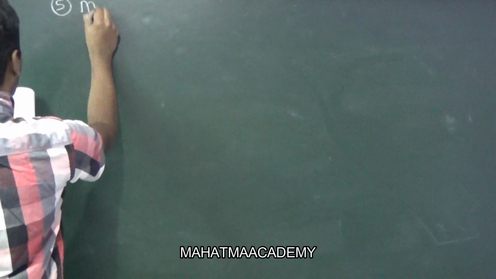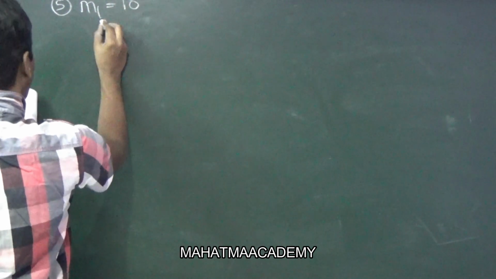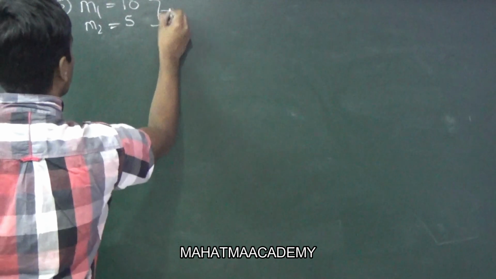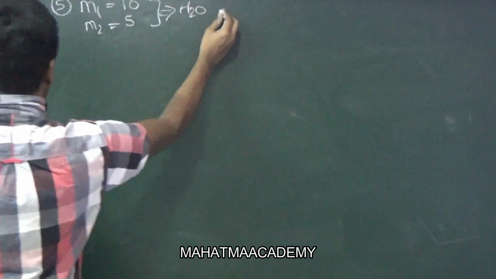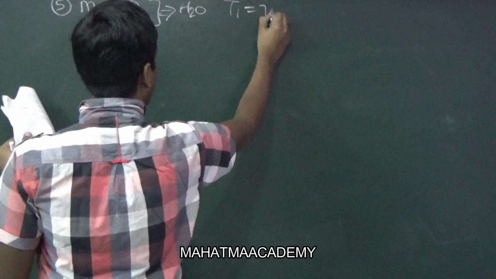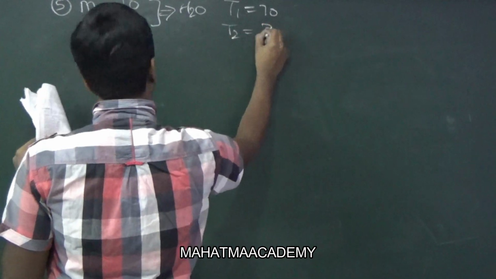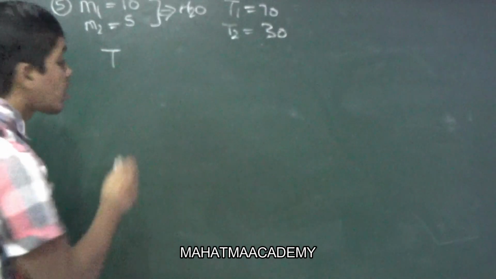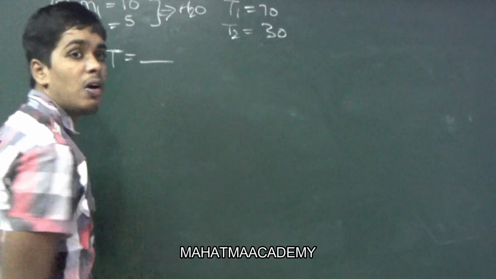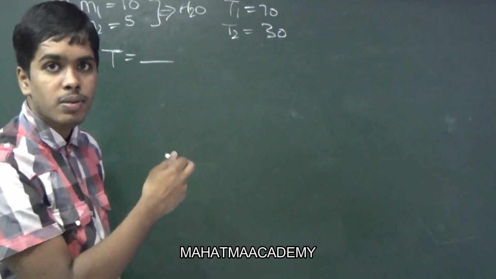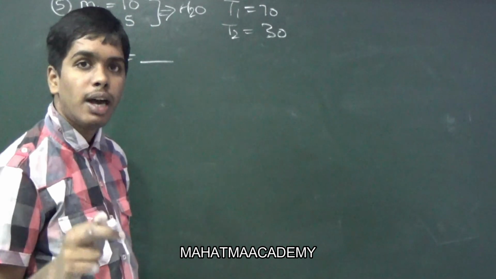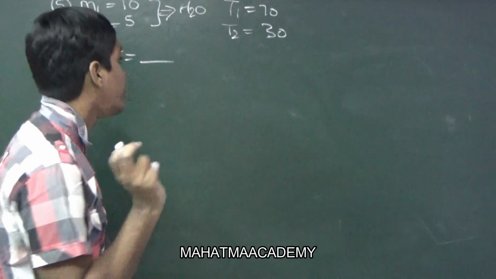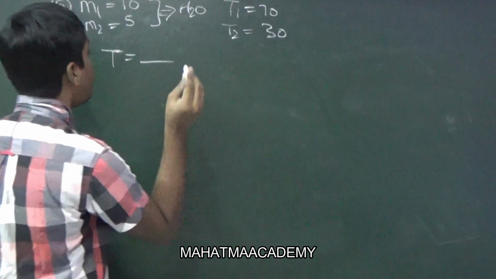First I will write all the values. M1 is equal to 10, M2 is equal to 5. It is water, both H2O. And T1 is equal to 70 and T2 is equal to 30. Now they are mixed. What is the final common temperature? Okay, solve this. If you get it right, you can.